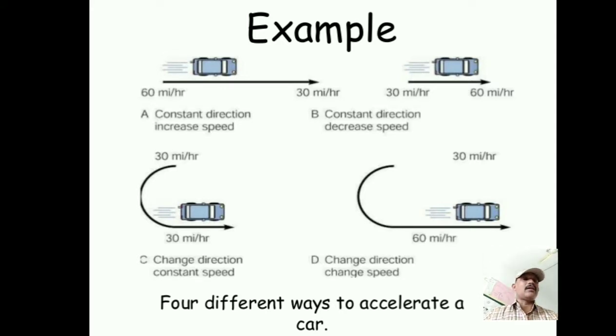So, these are good examples for acceleration. Acceleration means what here? The rate of change of velocity. The rate of change of velocity is known as acceleration. The formula of acceleration is a is equal to v minus u divided by t.